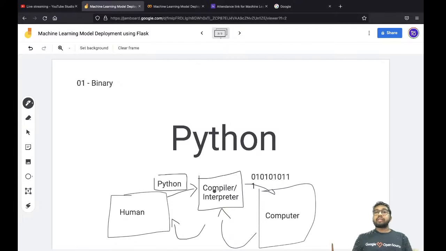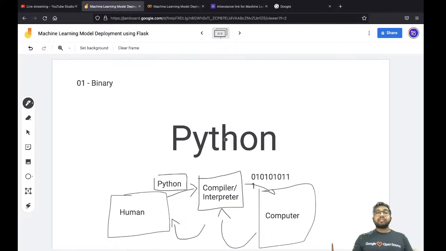Over here, the name of the translator is a compiler and interpreter. These are the more frequent terms that you will find in programming languages, right? C uses the compiler, whereas Python uses the interpreter. That's why Python is known as a high level language and C is known as a low level language.